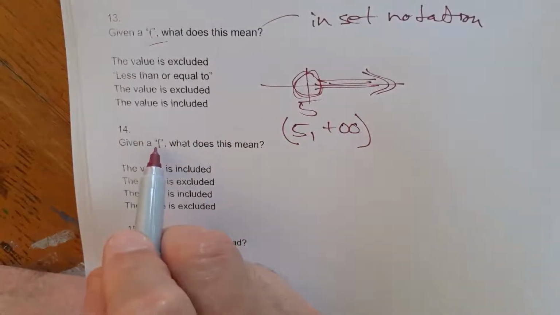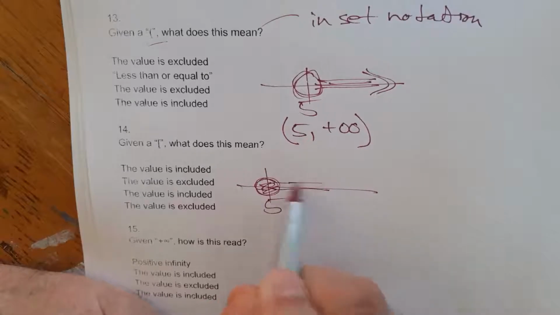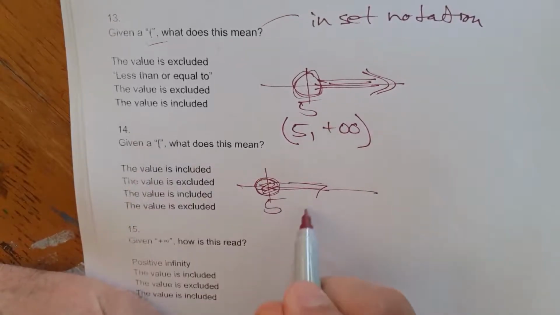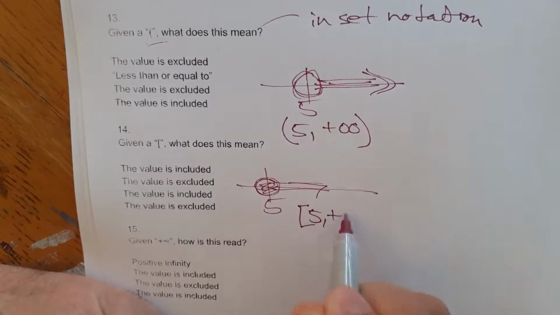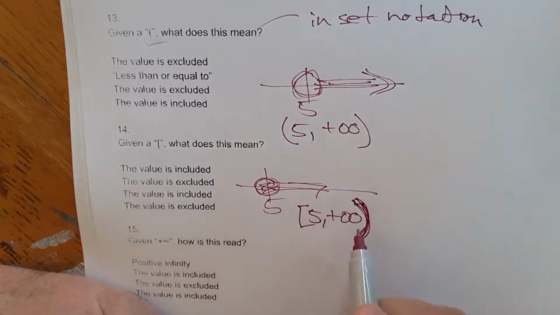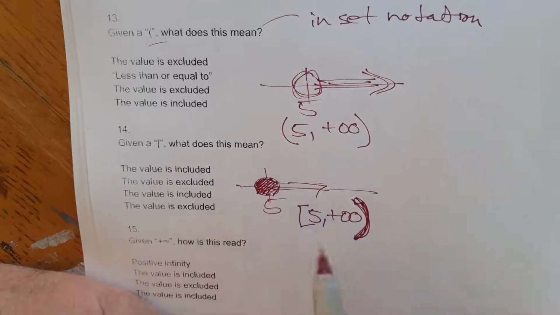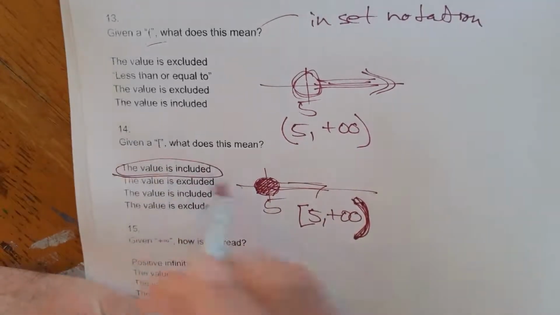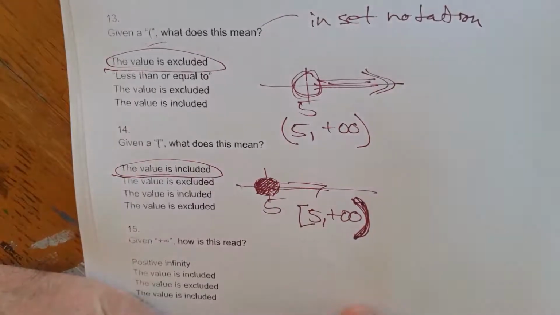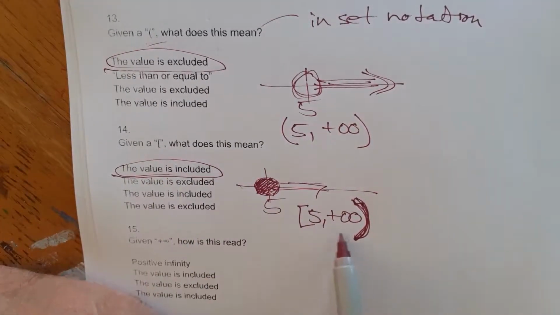Okay, what's it mean if it's a bracket? Now, same thing, take our solid dot at 5, going off to the right, and there's a bracket now. You can say 5, comma, plus infinity. This needs to be a parentheses because infinity is not a number, you can't include it. But this bracket says the 5 is included. It's a solid dot. It's from 5 up, including the 5, all right? The value is excluded with a parentheses, included with a bracket in set notation.